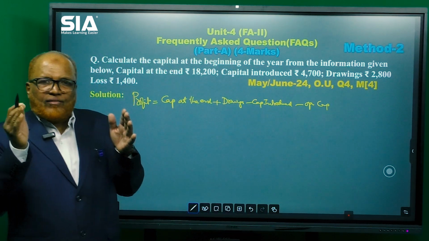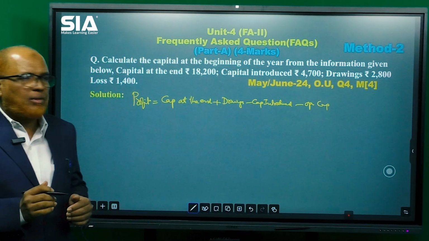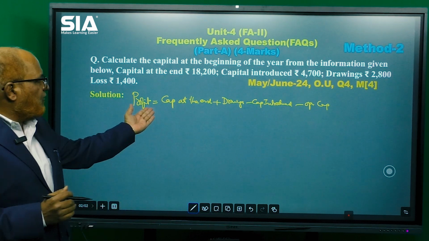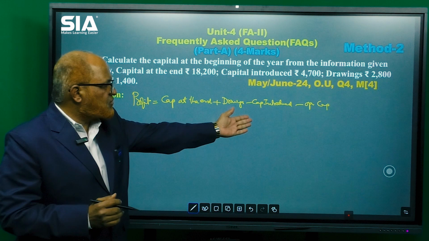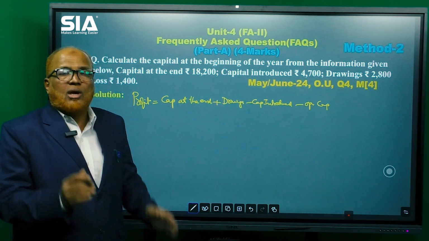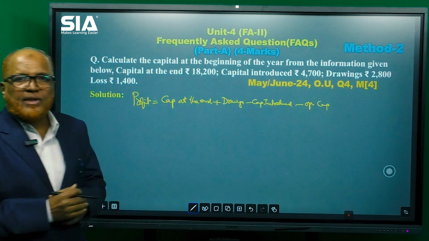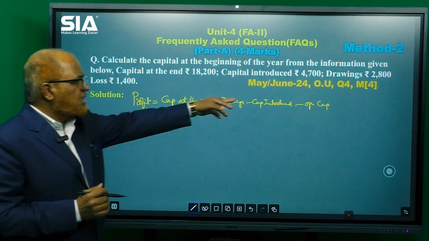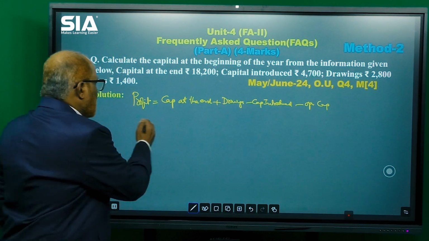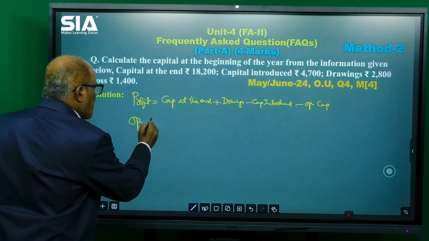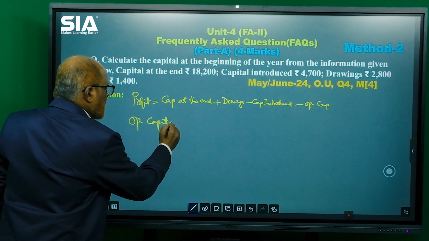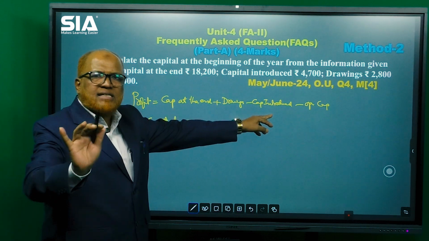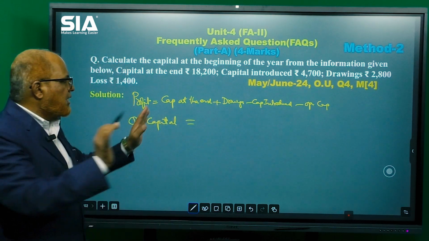Instead of writing in a tabular form, statement form, I have put the information in an equation form. So how to find out profit? Capital at the end, add drawings, minus further capital introduced, minus opening capital. We require opening capital. So opening capital is on the right hand side. Bring it to the left hand side. Instead of minus opening capital, here it will become plus opening capital is equal to. Now I'm keeping all the variables of right hand side as it is. I'm not changing. Keep it as it is.